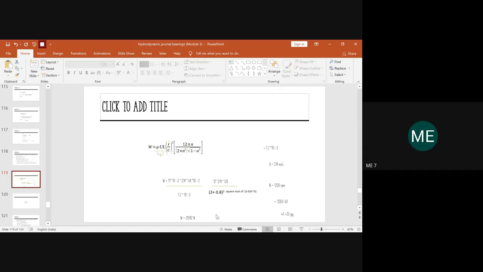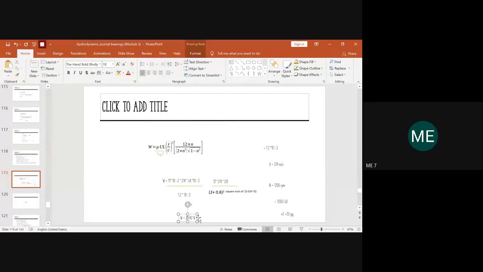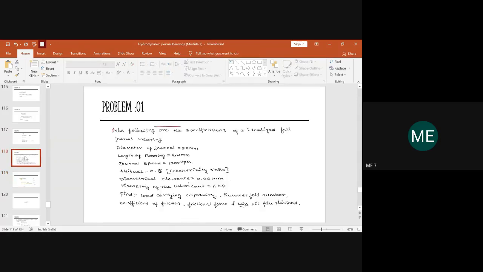So if you substitute, what is the value you get? Ma'am, 29242, ma'am. Got it? So kindly type the value along with the Newton, your unit. So it will be 29242 Newton. So this is the first thing what you have calculated. So after this, what is being asked? You need to determine the Sommerfeld number.